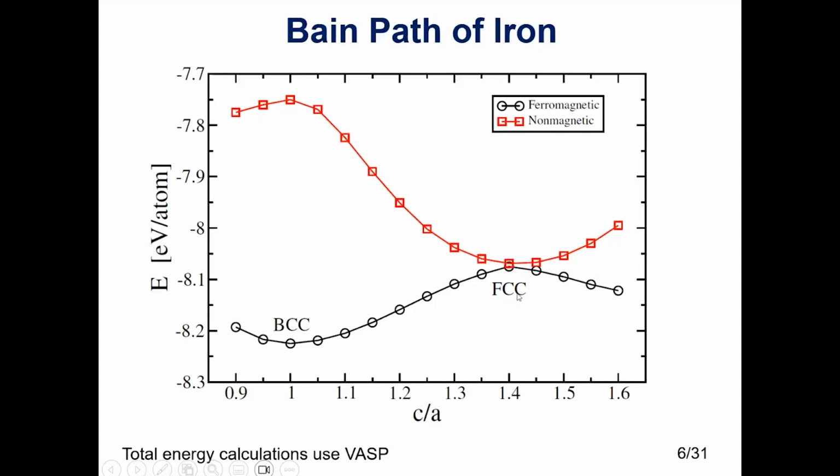So this is what's known as the Bain path. This Bain path is also related to what's known as the austenite-martensite transformation of steel.